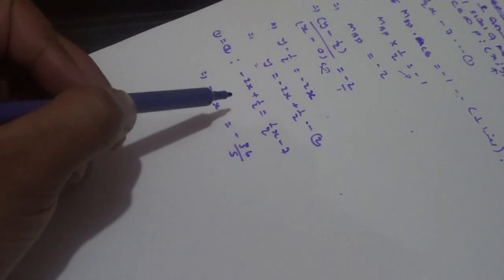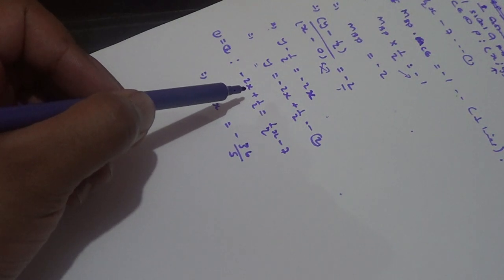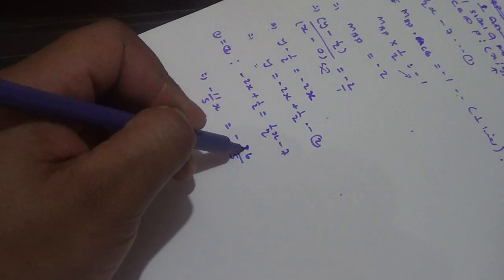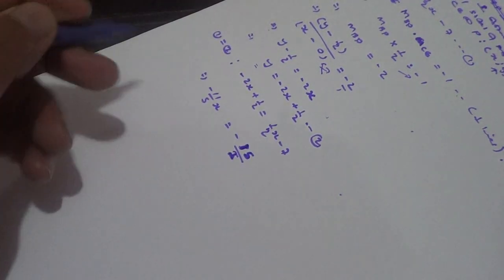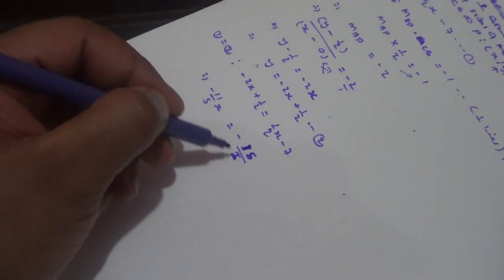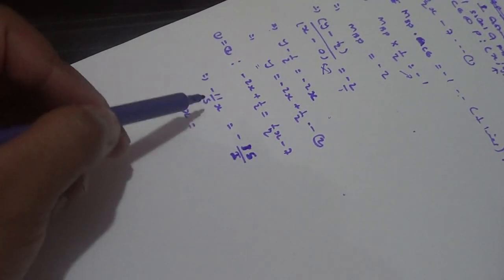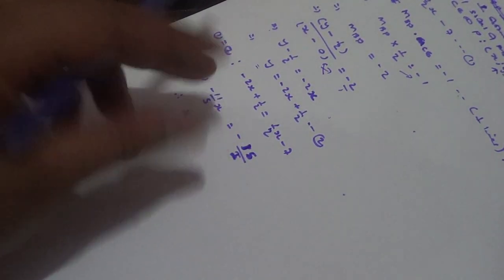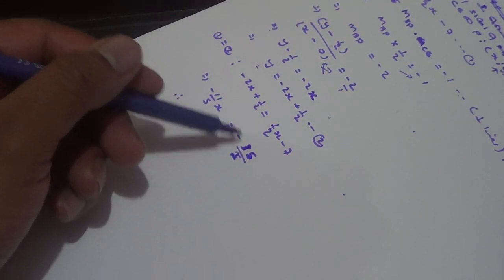So, let me check again. What did I say here? 7 plus 0.5. So, this is 15 over 2. So, I did something stupid there. Something was not right. Okay. Now, this is 15 over 2. So, therefore, our x is a positive number. So, what happens here? You flip that. You multiply it here. So, 5 to 15, 3 times.